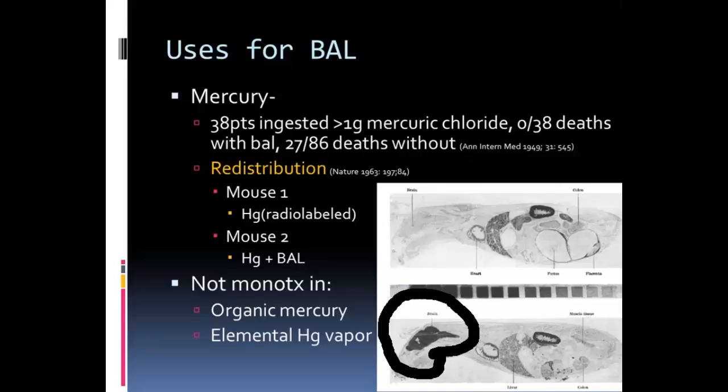So we generally don't recommend it for things like organic mercury or elemental mercury vapor, which are the ones that we would typically see, but there is potentially a role in inorganic mercury toxicity.